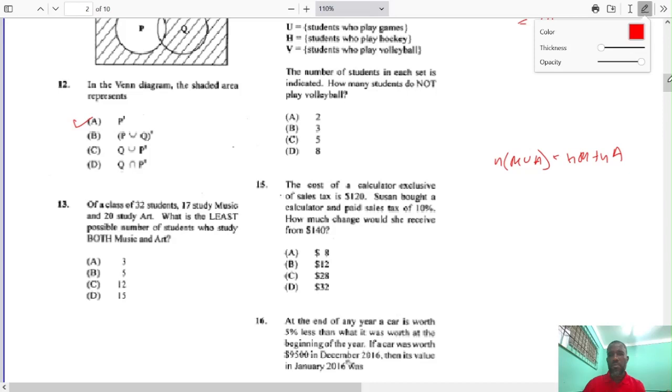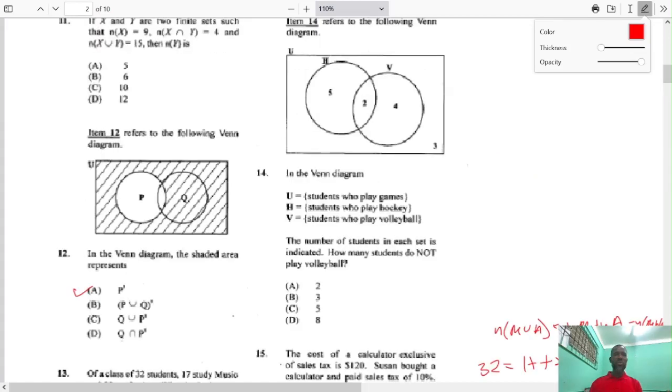Now, question item 14 refers to the following Venn diagram. So we have this Venn diagram here, and it says U represents the students who play both games, H represents the students who play hockey, and V represents the students who play volleyball. The number of students in each set is indicated. How many students do not play volleyball?